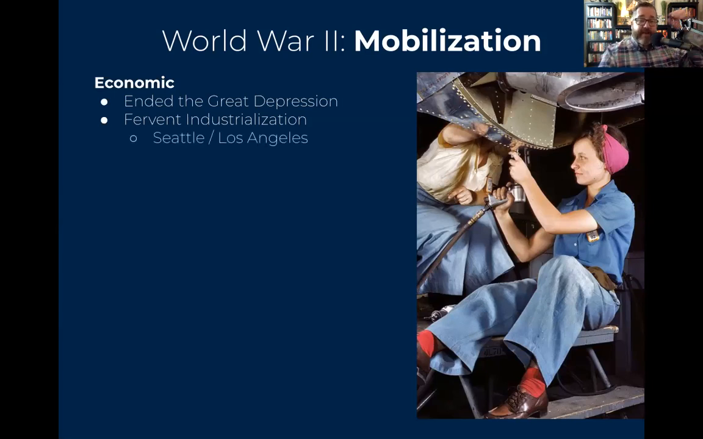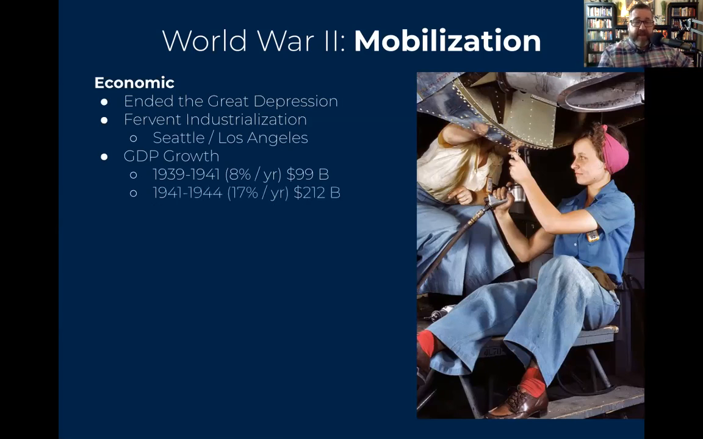We're going to see rapid expansion in Seattle and Los Angeles. GDP growth, look at this. From 39 to 41, nominal GDP growth occurred at 8% a year, up to $99 billion in nominal GDP. But look at 41 to 44. 17% of GDP nominal growth each year for a total nominal GDP of $212 billion. The government expanded 600% during this time period of World War II.